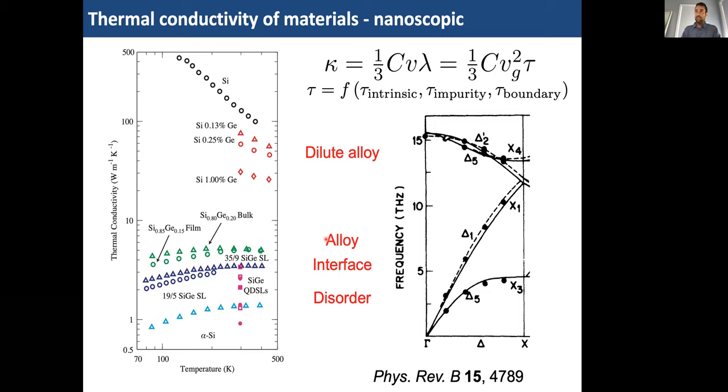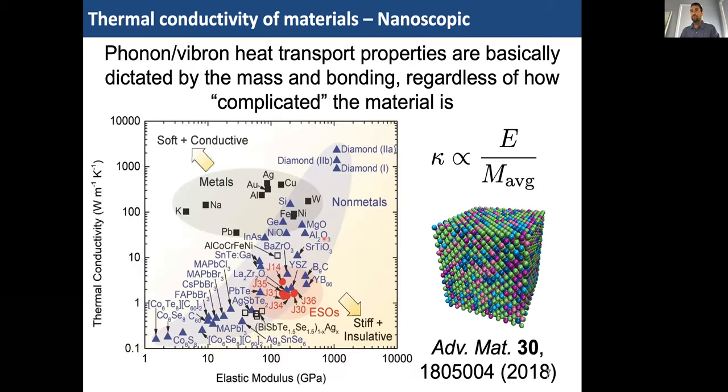Now, in general, to understand what dictates the thermal conductivity of materials across the board, we can look at a wide range of semiconducting materials, of nonmetals, which would be shown in the blue here. And to a first approximation, we can now understand how to make a higher or lower thermal conductivity based on nanoscale material properties. So here I'm showing a plot of the thermal conductivity versus elastic modulus of a wide range of materials. Notice again, diamond is the highest thermal conductivity material naturally occurring to man.